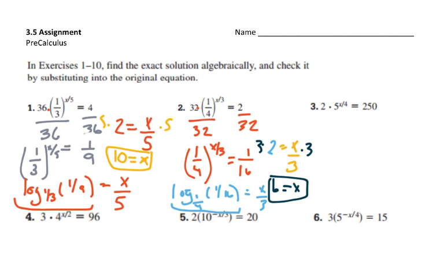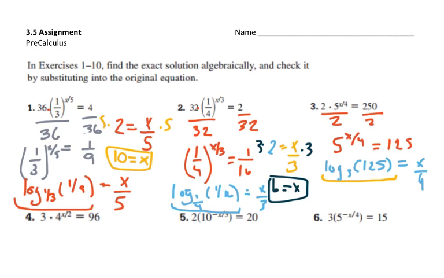Alright, the next one is kind of the same idea. Again, we're going to divide out something first. So we'll have 5 to the x over 4 equals half of 250, which is 125. Then we can rewrite this in log format. So log base 5 of 125 is going to equal x over 4. We can get this as a decimal, or the number 3, and so 3 is going to equal x over 4, or multiplying by 4 makes x 12.